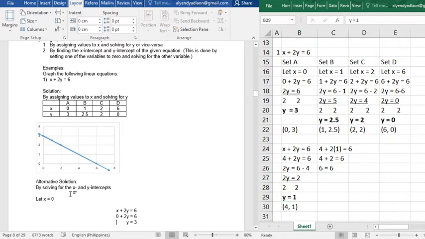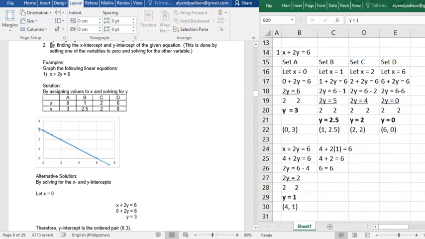Now we also have, class, the alternative solution. That is our second method. For the second method, we find the x-intercept and y-intercept of the given equation. This is done by setting one of the variables to 0 and solving for the other variable. So actually, class, the second method is just like the first method. It's just that the value we assign to x is 0 in order for us to find y, and the value we assign to y is also 0 in order for us to find x.